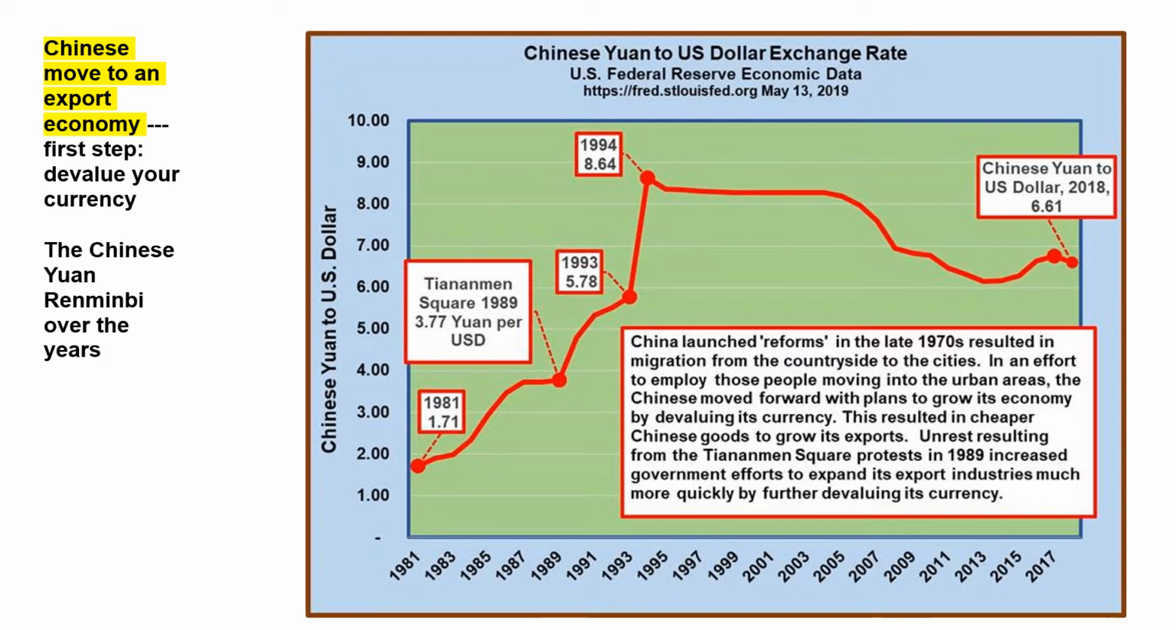So the aim was to take people off farms, making the farms more efficient, mechanizing farms with equipment, machinery, etc., and pushing those folks into the cities. So in an effort to employ those people moving into the urban areas, the Chinese moved forward with plans to grow its economy by devaluing its currency. We'll talk about this in a second.